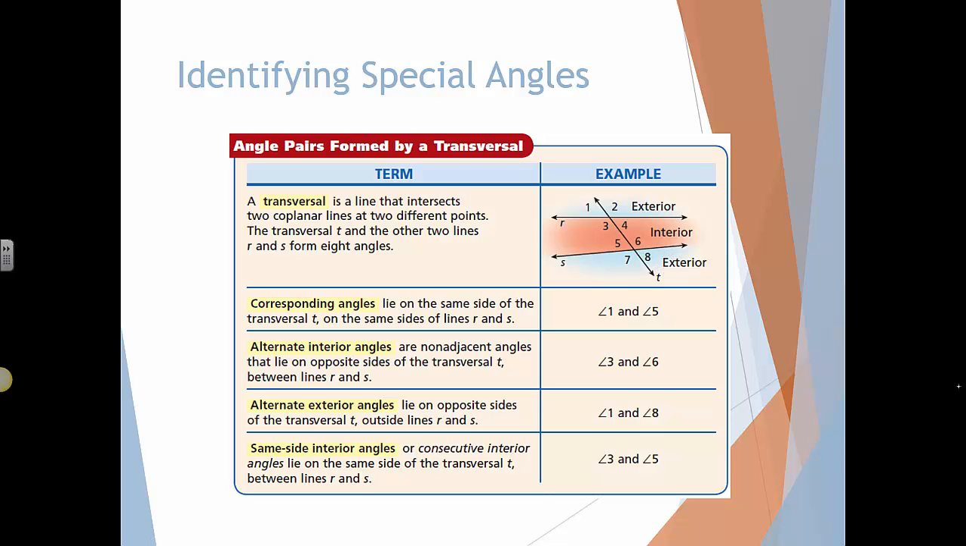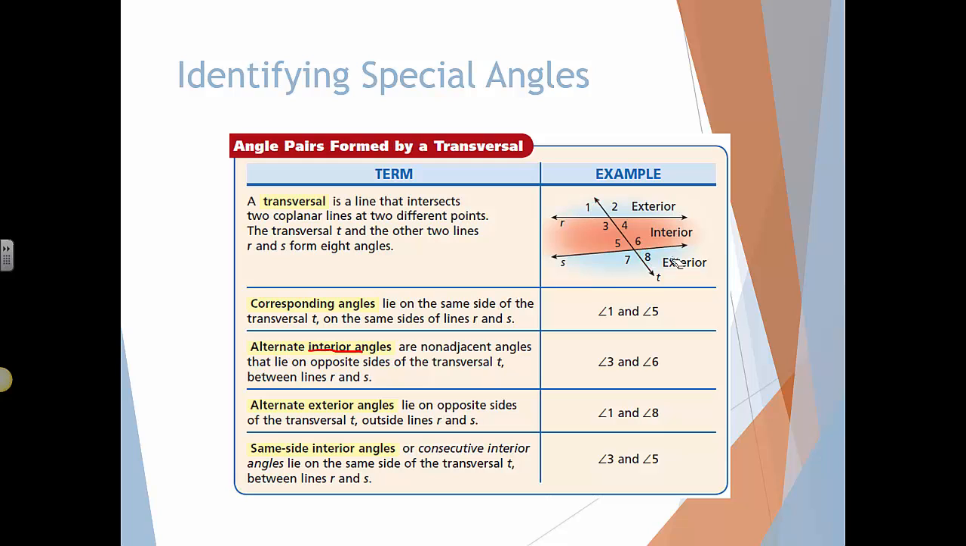Alternate interior angles are non-adjacent angles that lie on opposite sides of the transversal, and they are between the lines, so they are on the interior of the lines, and they alternate. They're on opposite sides of the transversal. So an example would be 3 and 6 for alternate interior angles. Alternate exterior angles alternate, but they're on the exterior, so they're on alternate sides of the transversal, but they're on the exterior, so like 1 and 8 or 2 and 7.